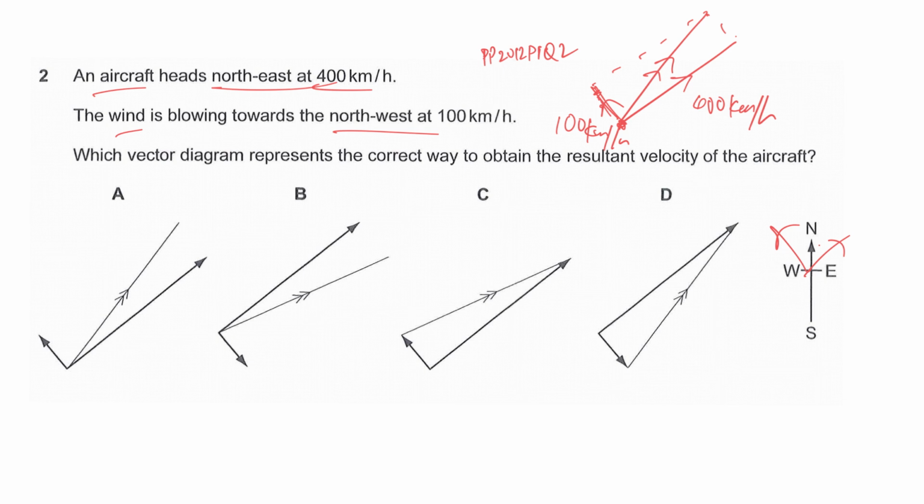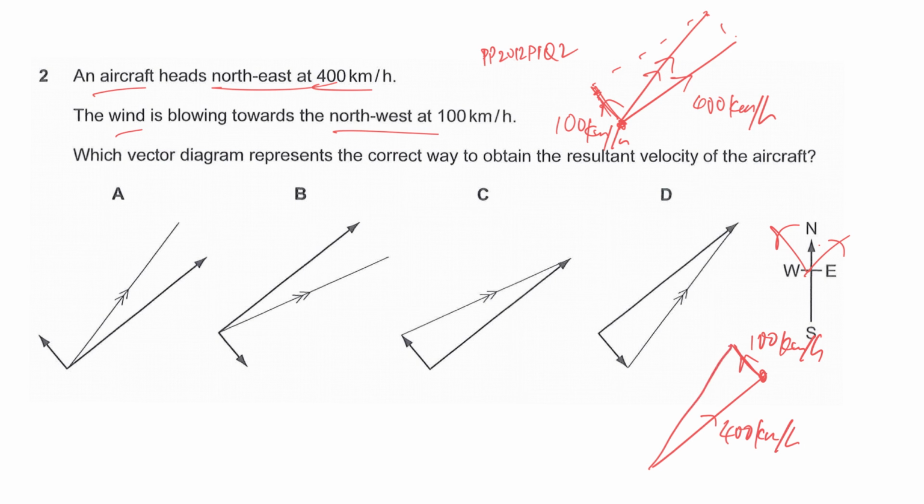So if you want to know the tip to tail method, it's similar. I can actually draw the 400 over here. Then I don't change the direction, I don't change the size, so the tail of the 100 km per hour will join to the tip of the 400.